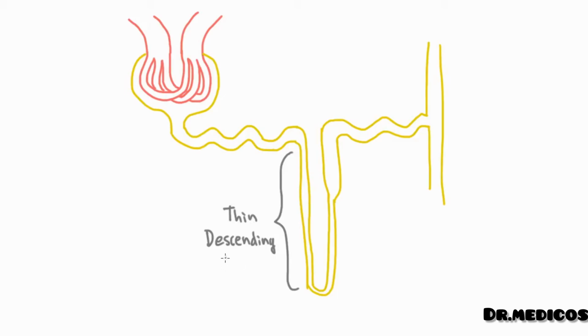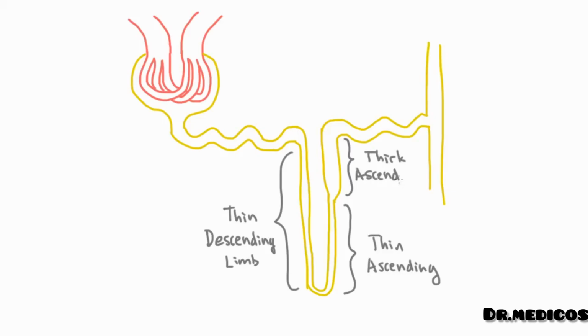So it's the thin descending limb of the loop of Henle. And since I've told you that, you could probably guess the names of these other two sections. This next one is called the thin ascending limb, and this one here is called the thick ascending limb. And if we're talking about sodium reabsorption, it happens mostly here in the thick ascending limb. So for now, we're going to focus on that part, and then later we can come back to why we have this thin descending limb and this thin ascending limb.